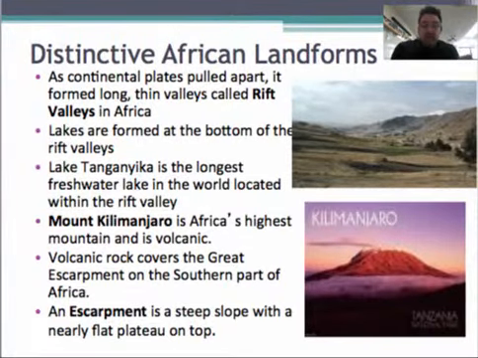Africa does not have a long chain of mountains, such as the Rocky Mountains in North America or the Himalayas in Asia. However, Africa's valleys and lakes add to the continent's varied landscape. The continent's most distinctive landforms are in East Africa.